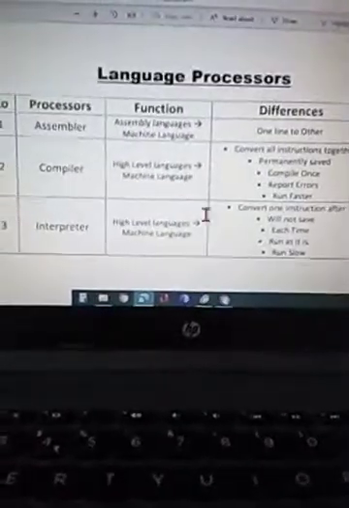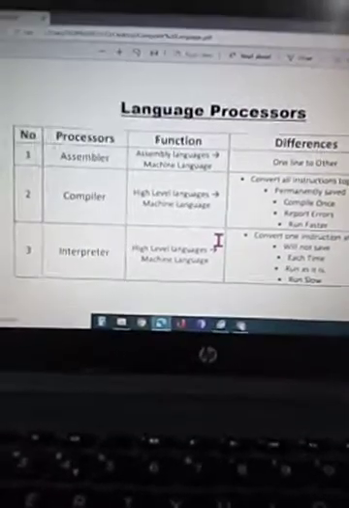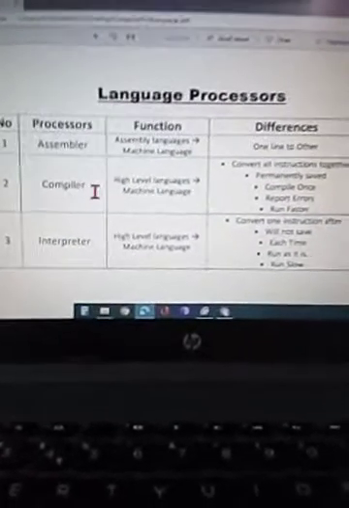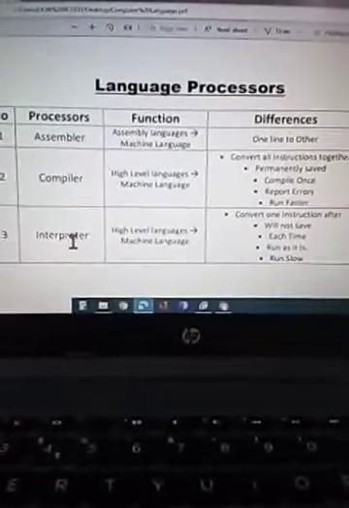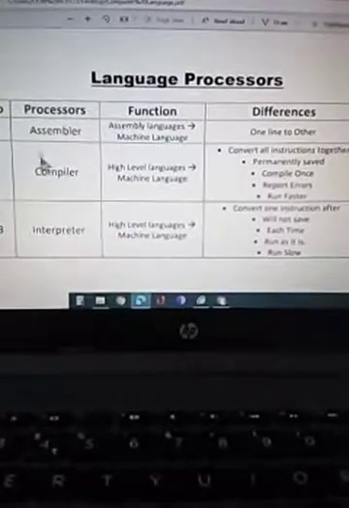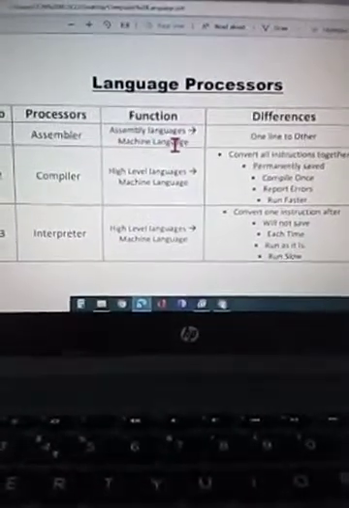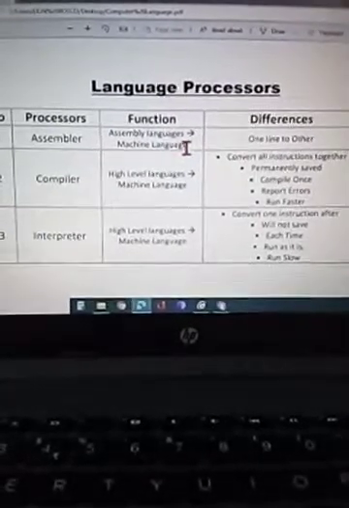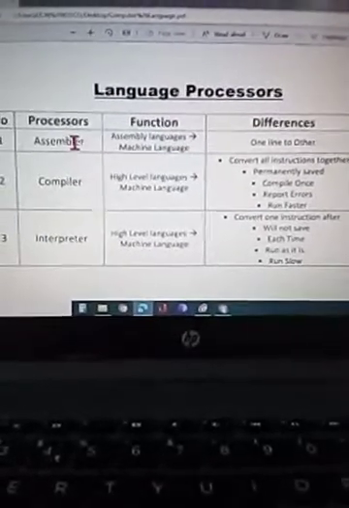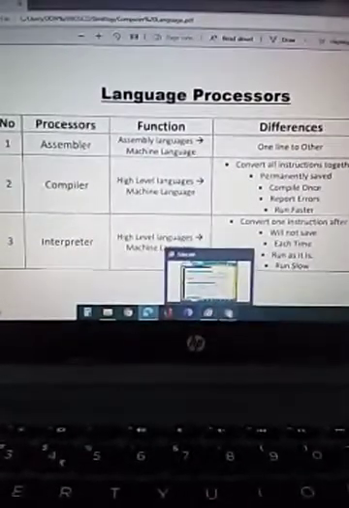Next one is language processor, page number 11. There are three language processors: assembler, compiler, and interpreter. So assembly language will be converted to machine language, because computer can understand only one language. Which is that language? I will show.